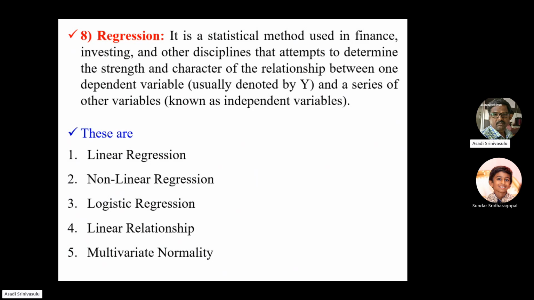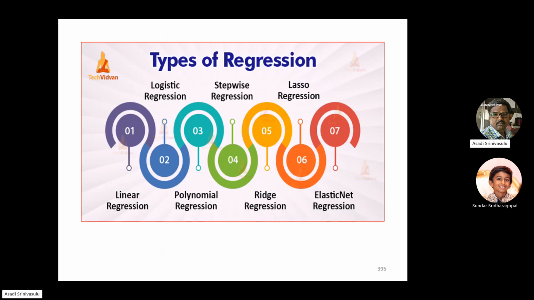We are classifying regression into 5 types, but majorly we are performing 3 types: linear regression, nonlinear regression, and logistic regression. So 4 and 5 are exceptional cases. We are using linear relationship and multivariate normality. If you see the diagram, the types of regression are linear regression, logistic regression, polynomial regression, stepwise regression, lasso regression, ridge regression, and elastic net regression.